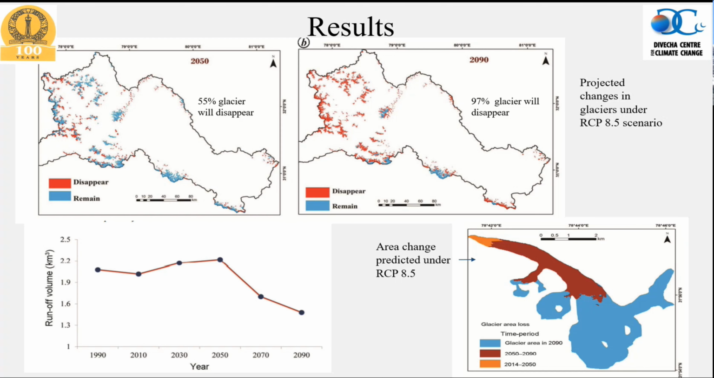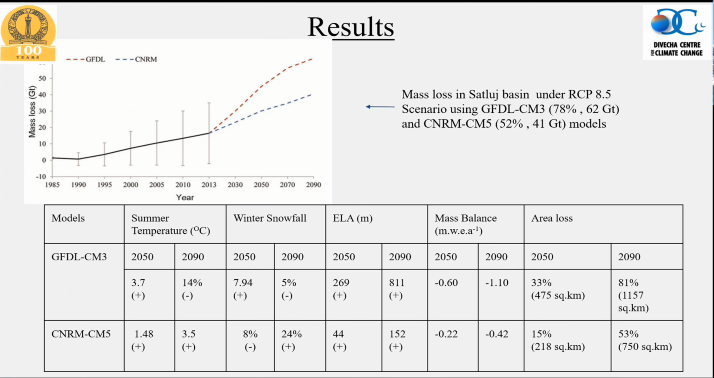How much it will reduce the glacier contribution into the runoff of Satluj you can also calculate. You can go into the paper of Veena and Pradeep to understand how this is done in more detail. You can see how mass loss will change is given here in the Satluj Basin, depending upon two models, GFDL CM3 under RCP 8.5 and CNRM CM5. So how mass loss will change is projected here in this graph.